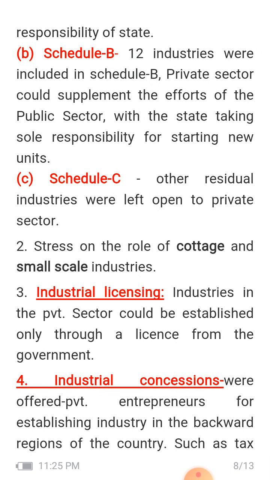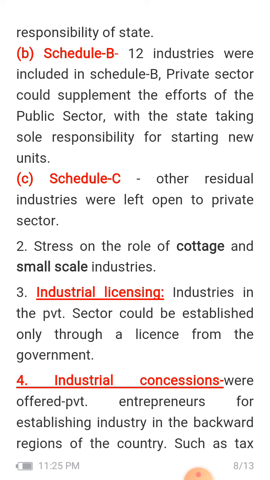Second, Schedule B: 12 industries were introduced in Schedule B. The private sector could supplement the effort of the public sector, with the state taking sole responsibility for starting new units. In Schedule B, we can see this is the amalgamation of the public sector and private sector.